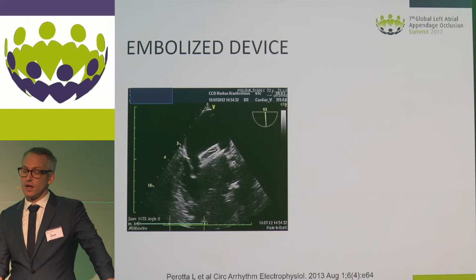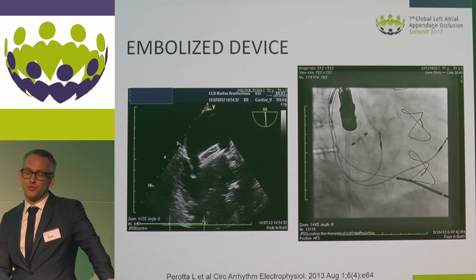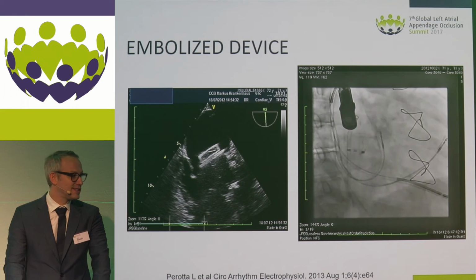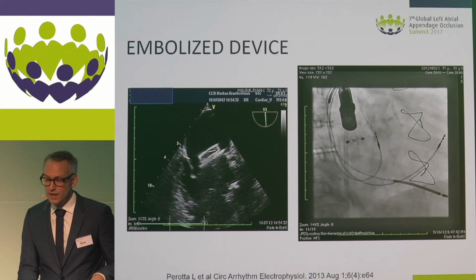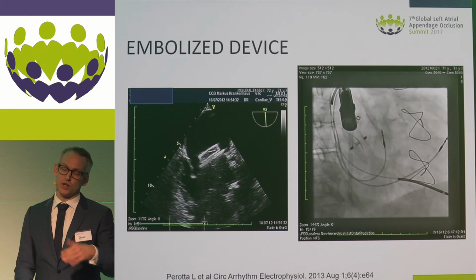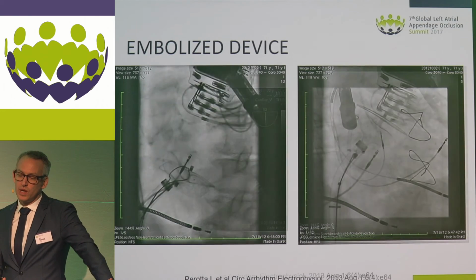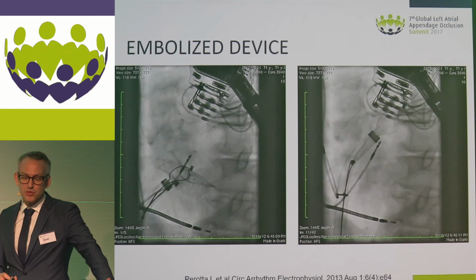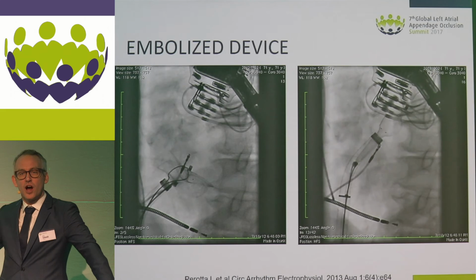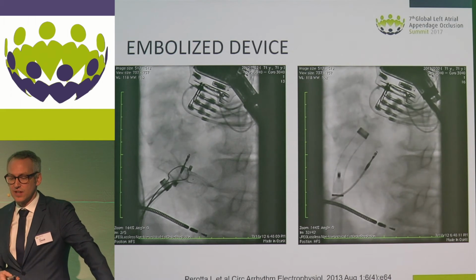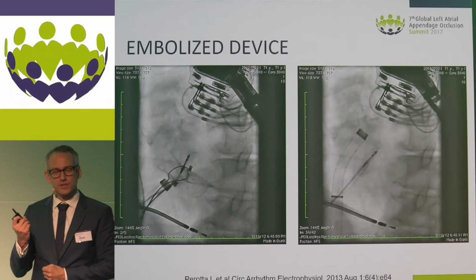We considered retrieving this device transseptally. You can see a transseptal puncture has been performed already, and then of course, you need a bigger sheath. This was a 30-millimeter device. We decided at that time to use a MitraClip sheath, and we snared the device with a large gooseneck snare. You can see this on the left panel. Centered the device and trapped it at the interatrial septum.